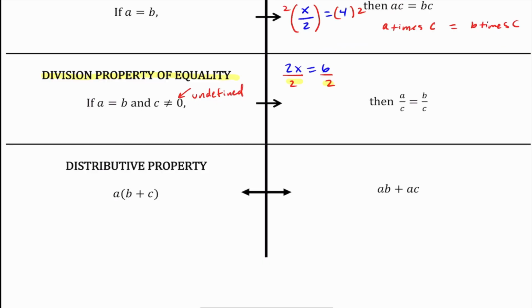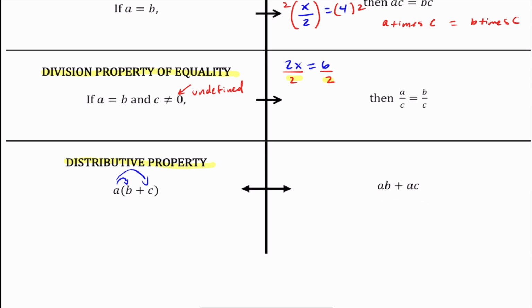The distributive property. Suppose that you have a times the quantity b plus c, then ab plus ac. But note that we have a biconditional arrow here. So that means the statement can go the other direction as well. If ab plus ac, then you can say a times the quantity b plus c. So whenever you have a number in front of the parentheses, we often use the distributive property. So a times b plus a times c, which is what we get right over here.